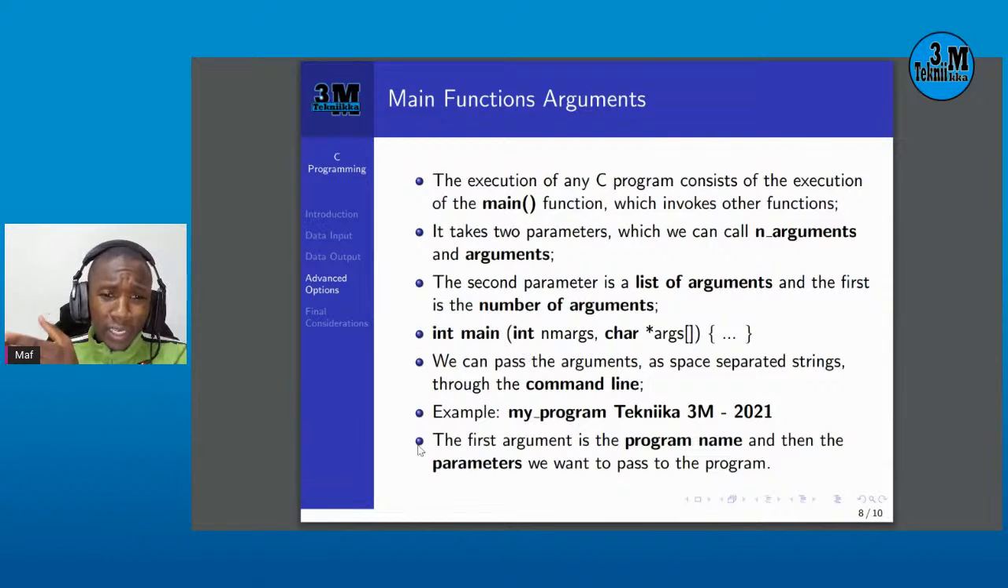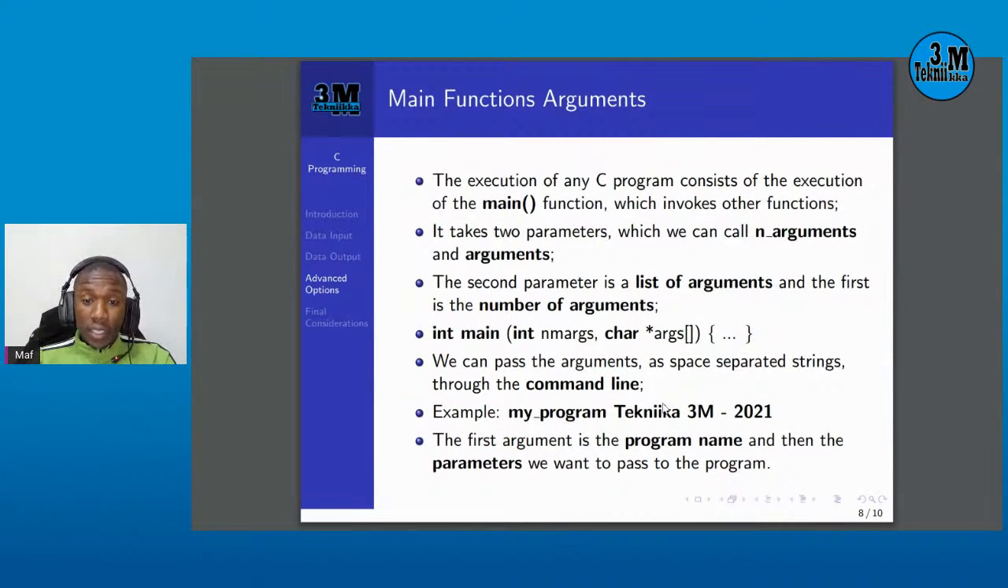Let me go to the example. This is the main function, as you know, and this is an example. For example, if you compile a program inside your computer, you can name that program. Let's say the program name is my program, and then you're going to run your program. You put the program name, and then you put some random stuff here.